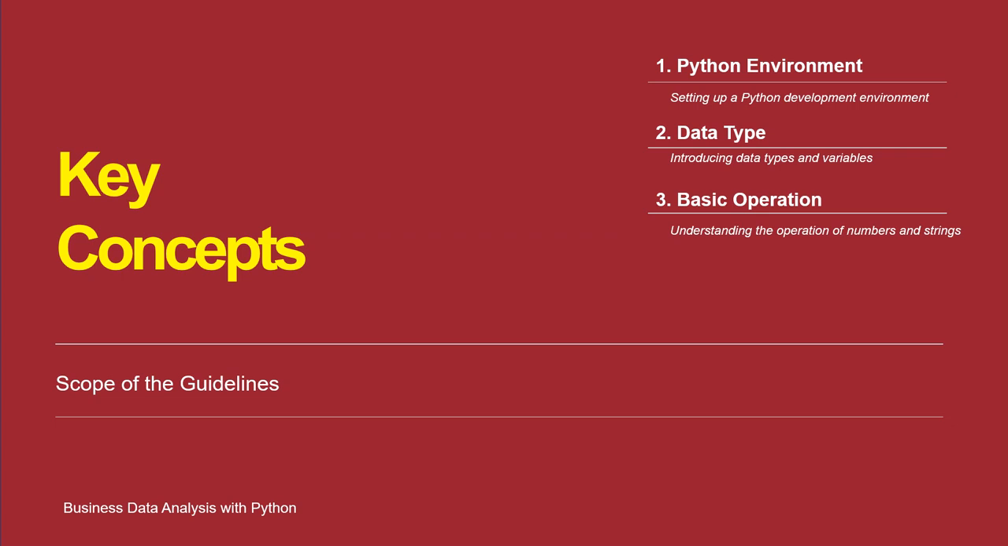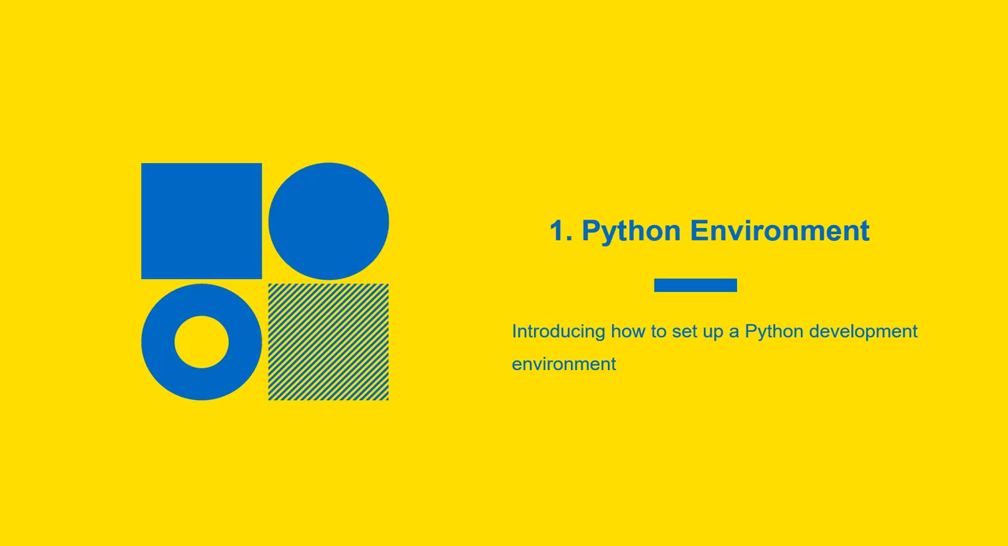And the third one will be the basic operation. Basic operation is where we use Python to conduct some operations on numbers and strings. Okay, so today we will include these three parts. And at the beginning, we want to enter into the first part, the Python environment.